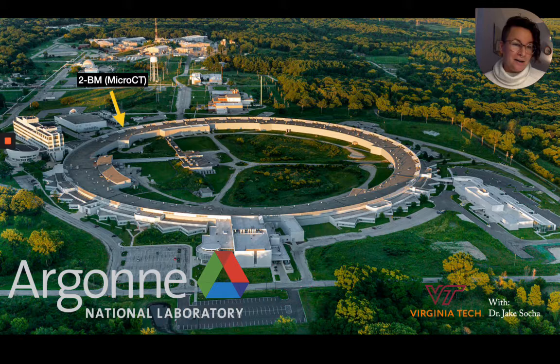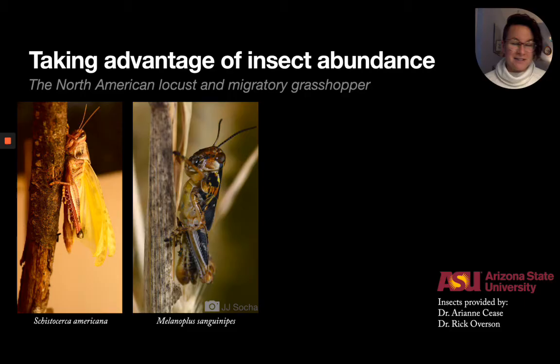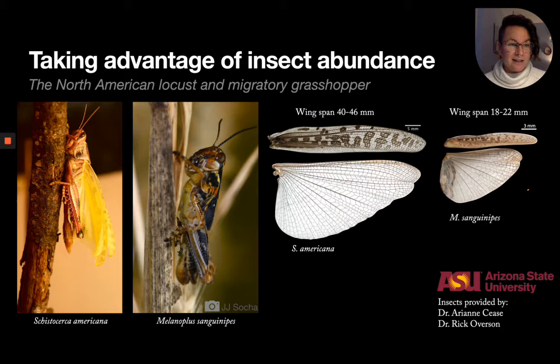This is a kilometer-wide synchrotron, and specifically go to Beamline 2B to understand and use their micro-CT facility. So we brought two species of grasshopper there, Schistocerca americana and Melanoplus sanguinipes. We brought them for their disparity in size, but also because they are two key pest species in North America.